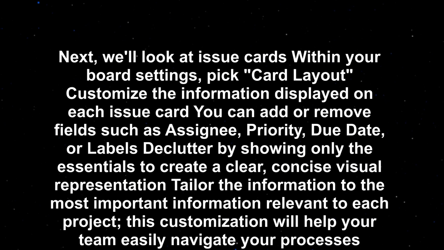Next, we'll look at issue cards within your board settings. Pick card layout. Customize the information displayed on each issue card. You can add or remove fields such as assignee, priority, due date, or labels to reduce clutter by showing only the essentials. To create a clear, concise visual representation, tailor the information to the most important information relevant to each project. This customization will help your team easily navigate your processes.